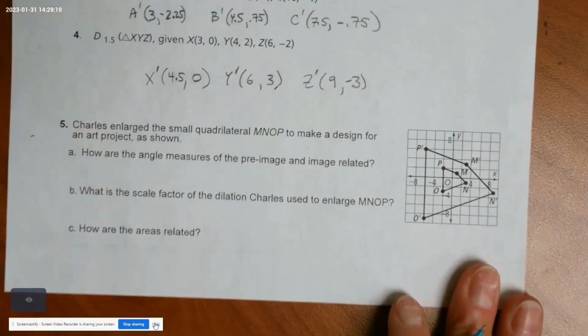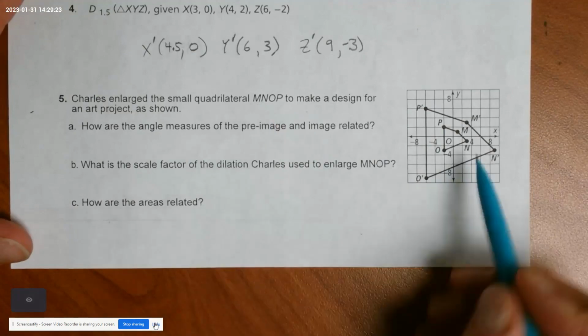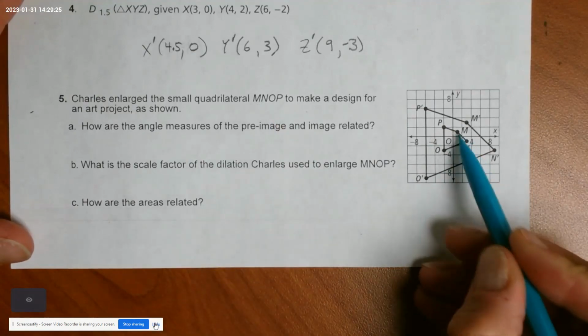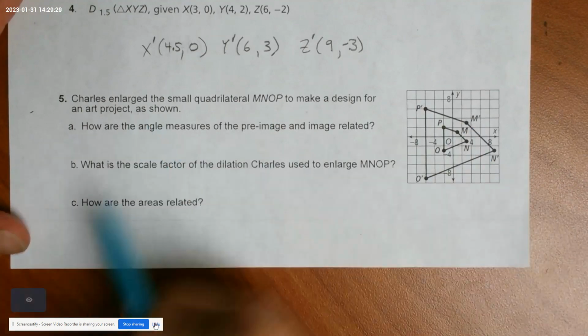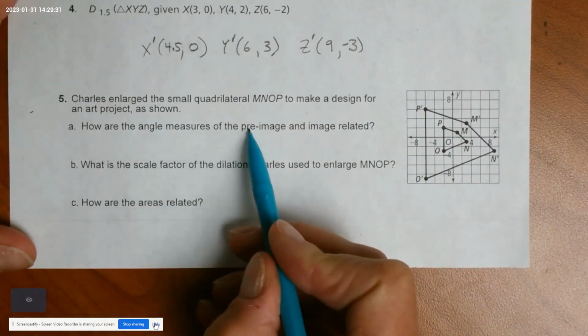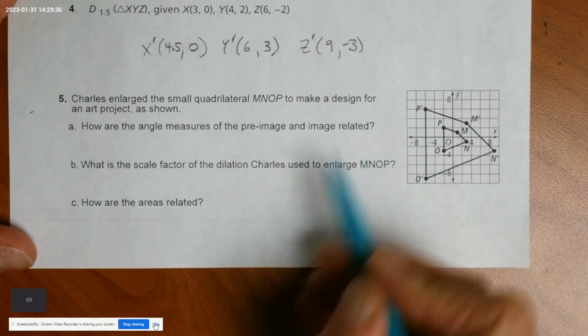All right, number 5. Charles enlarged a small quadrilateral. So here's the original MNOP. It got bigger. You can see the new one here. It's for an art project. How are the angle measures of the pre-image, that would be the pre-image, and the image related?